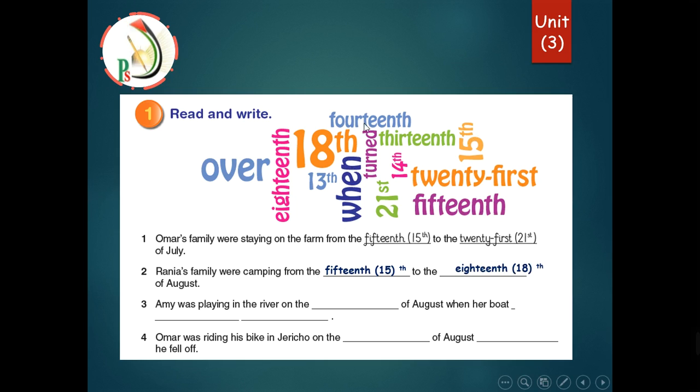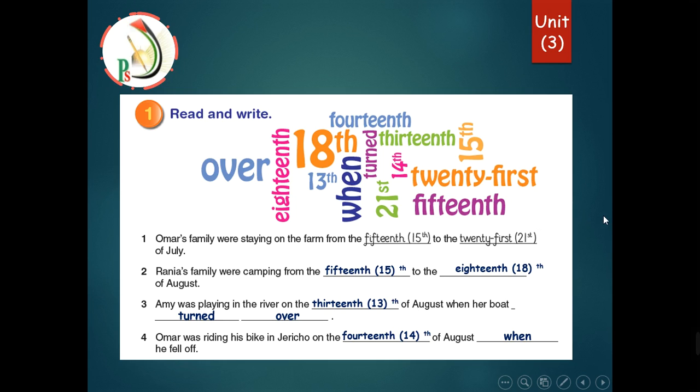15th and 18th. We have to write the ordinal numbers in letters and like this. 3 and 4, please pause the video, try to answer them, and then check your answer. Amy was playing in the river on the space. I told you that when we see on the, so we have to write a date in the space. On the 13th of August, when her boat, what happened to her boat? It turned over. 4. Omar was riding his bike in Jericho on the space of August, so a date on the 14th of August. This is 14th when he fell off.